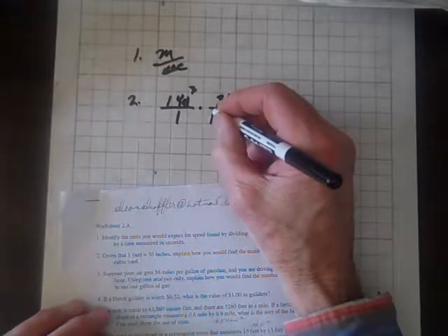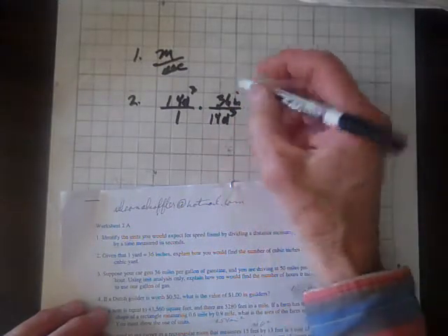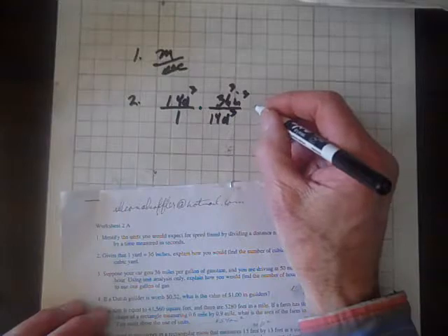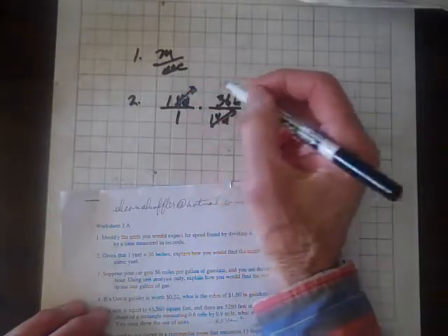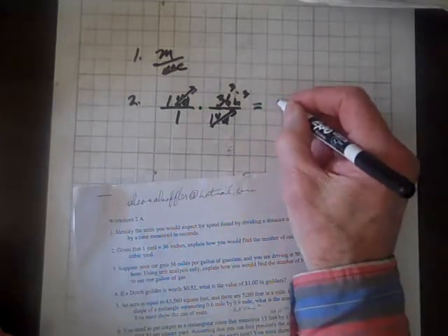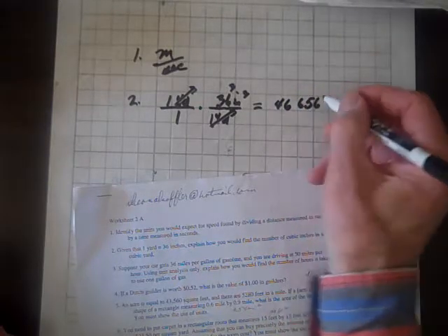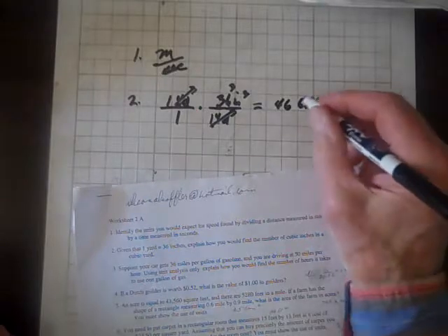So we'll cube the 1. 1 cubed is 1. We'll cube the yards. We'll cube the 36. We'll cube the inches. And now the cubic yards divide out. So the lesson is, keep in mind that you have to cube everything. And what we get is 46,656 inches cubed. Now let's do number 3.